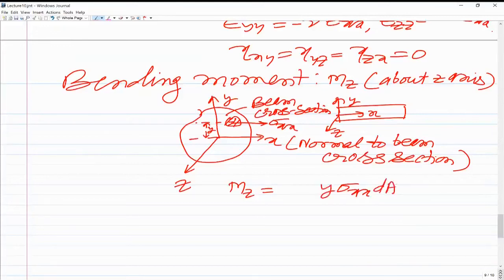But this will give you the moment about the negative z axis, and we are talking about a positive bending moment, which is on a section whose outward normal is along the positive x direction. The bending moment would be positive about the positive z axis. That's the sign convention. So we put a minus sign and integrate over the entire cross sectional area to get the bending moment. Therefore Mz is equal to minus integral of y sigma xx dA. This is the bending moment expression.